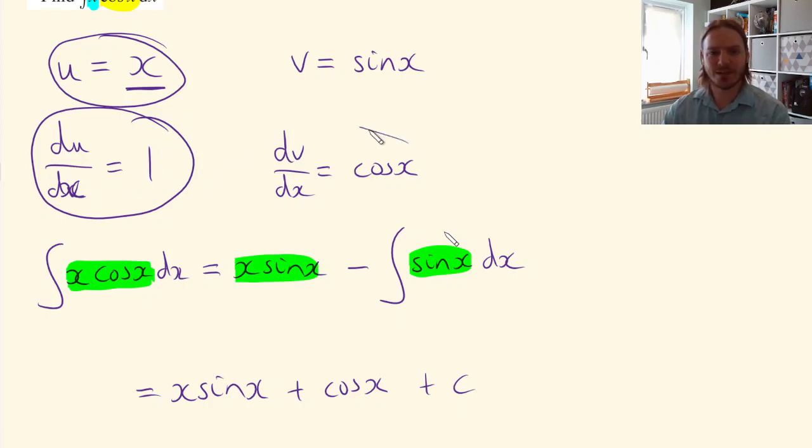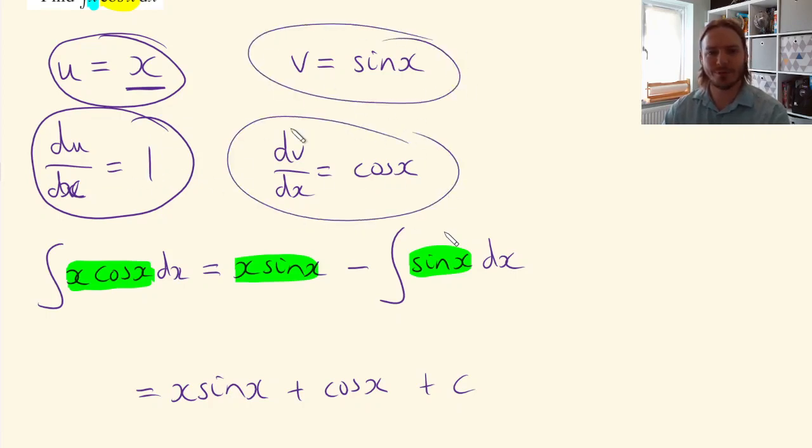And if that's the case, we tend not to care what happens so much to the dv by dx turning into v, because as long as I can integrate v, if the du by dx is simpler in some way, I'm probably in safe grounds.